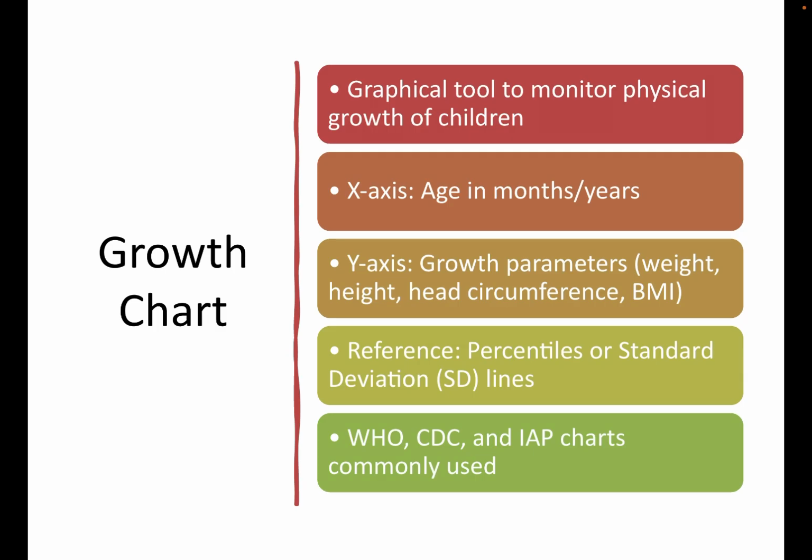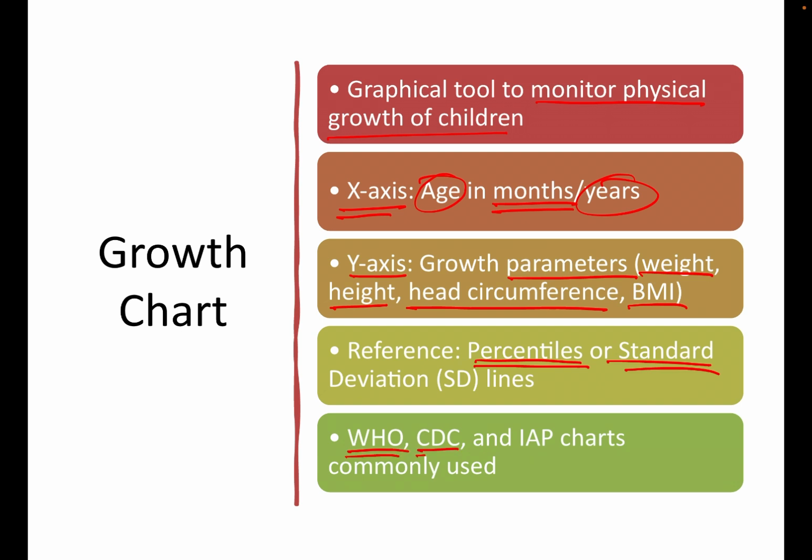It is a graphical tool to monitor the physical growth of children, wherein the x-axis represents age in months or years, and the y-axis the growth parameters like weight, height, head circumference, or BMI. The reference is usually in percentiles or standard deviations in lines, and there are different types of growth charts like the WHO growth chart, CDC growth chart, and IAP growth chart. In India, we commonly use IAP growth charts.